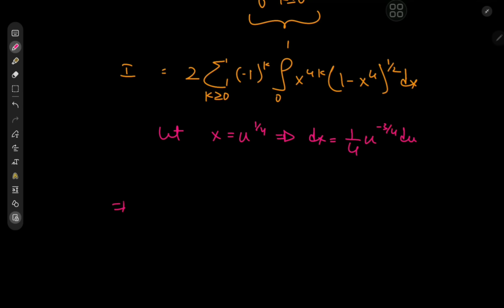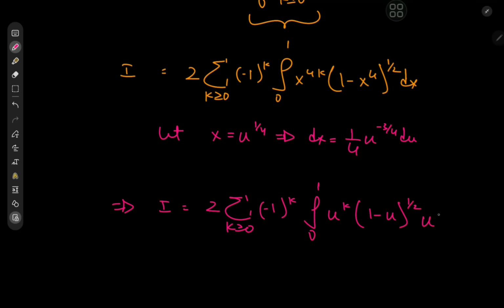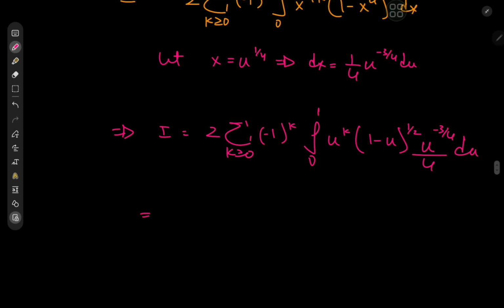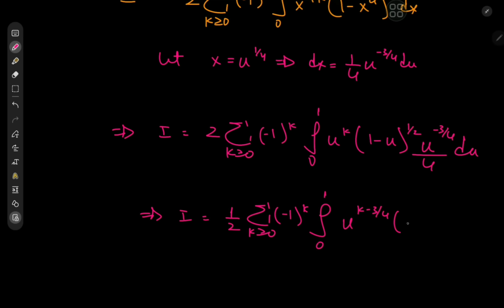And the limits of integration are clearly not bothered, so we have I here equal to twice the sum over k of negative 1 to the k times the integral from 0 to 1 of u to the k times 1 minus u to the 1/2 times u to the negative 3/4 divided by 4 du. And of course, this can be simplified to I being equal to 2 divided by 4, which is 1/2. So we have 1/2 the sum over k of negative 1 to the k times the integral from 0 to 1 of u to the k minus 3/4 times 1 minus u to the 1/2 du.